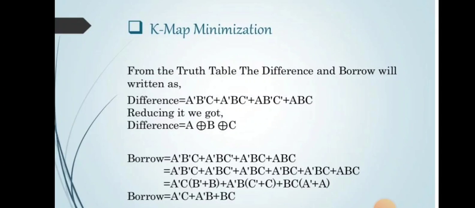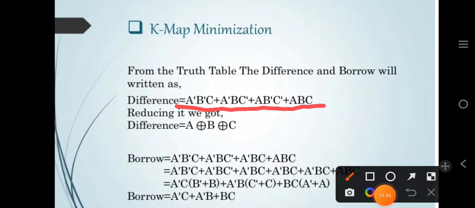So the difference is A bar B bar C plus A bar B C bar plus A B bar C bar plus ABC. When you reduce this equation, you will get this final equation like A XOR B XOR C.